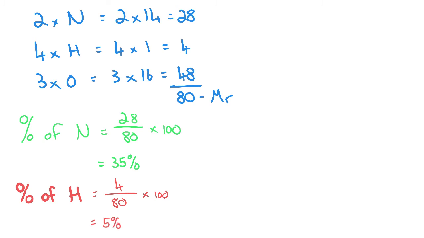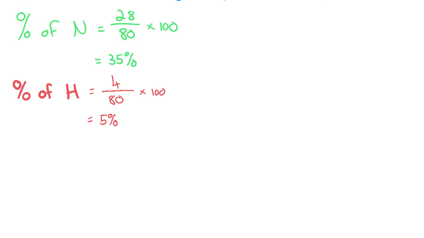And lastly, I have 3 oxygens. So my percentage of oxygen is equal to 3 times 16, which is my 48, divided by 80, times 100, which works out at 60%. Again, just a quick check to make sure everything adds up to 100. So 35% nitrogen plus 5% hydrogen plus 60% oxygen adds up to 100%. That's a good check just to make sure that you have got your calculations correct.